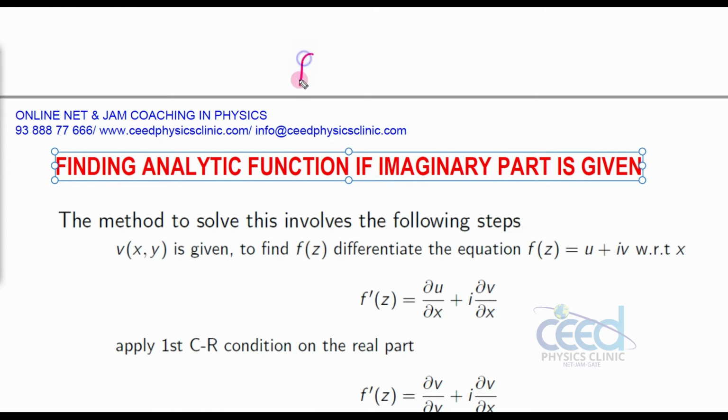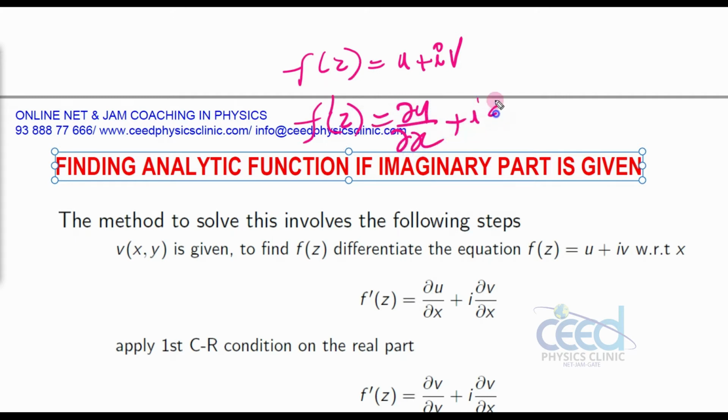First of all, we will write our function f(z) as u plus iv. Then we will do f'(z) as we have done, that is ∂u/∂x plus i ∂v/∂x. Now here we are focusing on the imaginary part v, so we have to change this ∂u/∂x in terms of v.